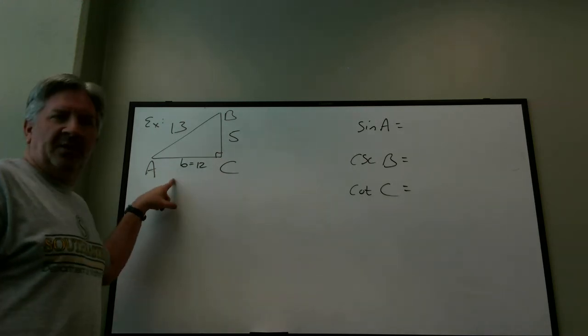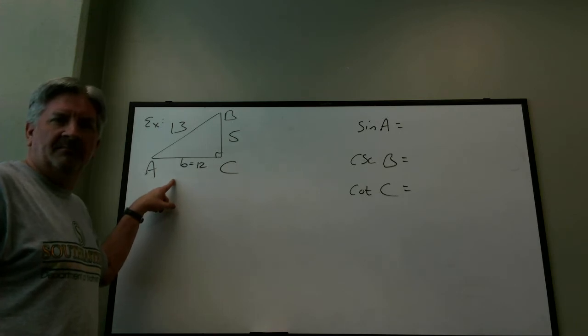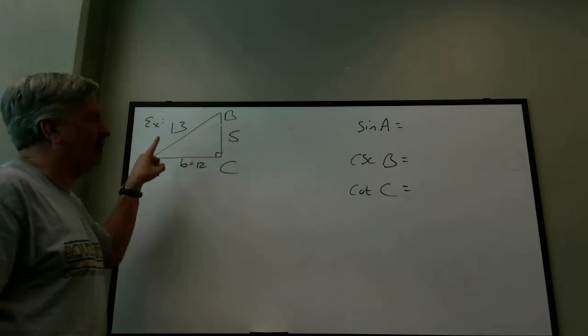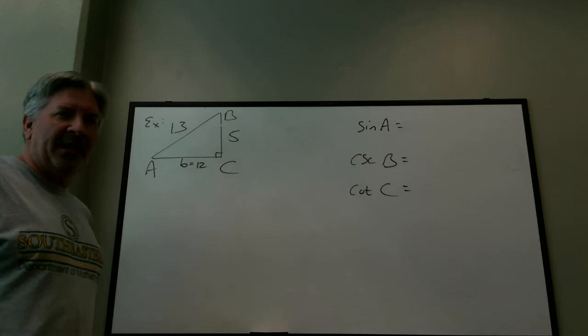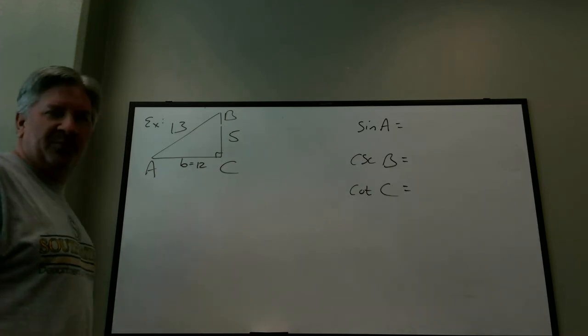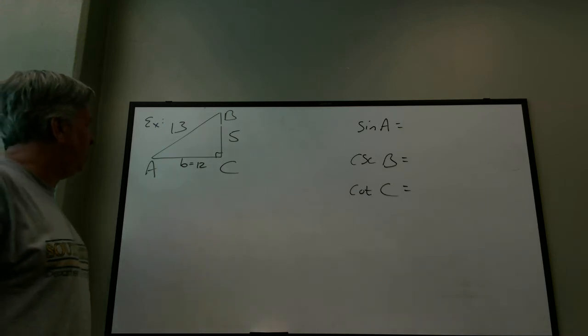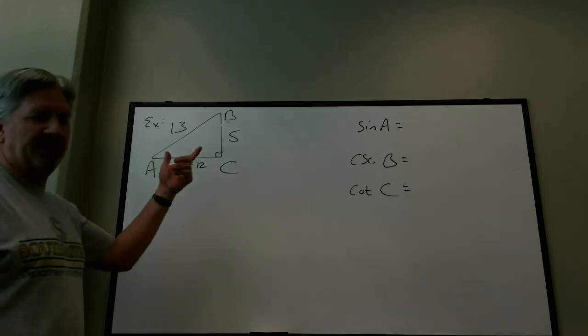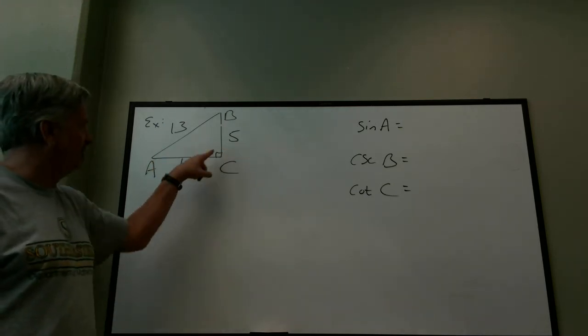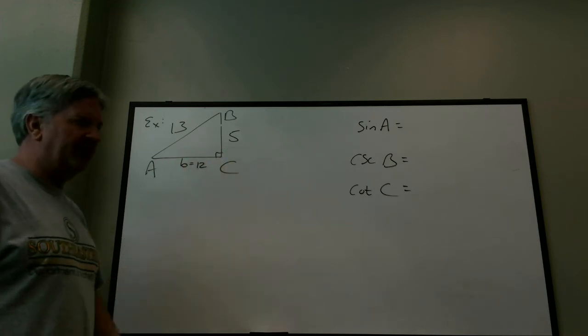Is this one of the special triangles? Notice I didn't put the acute angles in here, so it's not apparent whether it is or not. Could this be the 45, 45, 90 special triangle? Is that possible? Well, no, because in the 45, 45, 90, the legs are the same. So it can't be the 45, 45, 90.